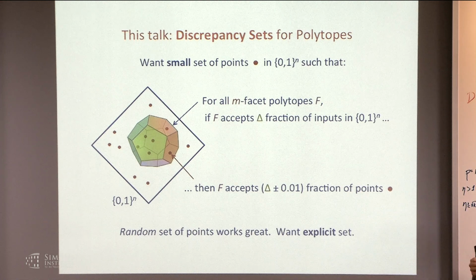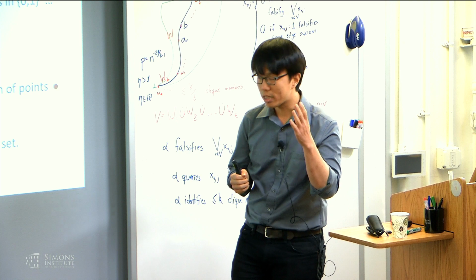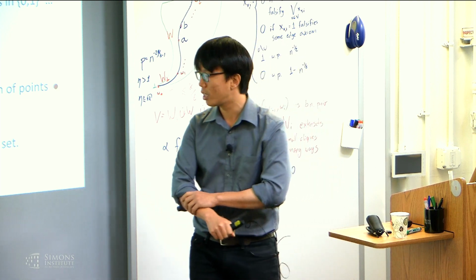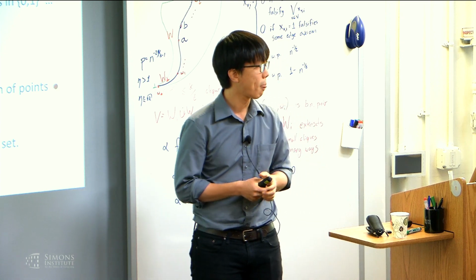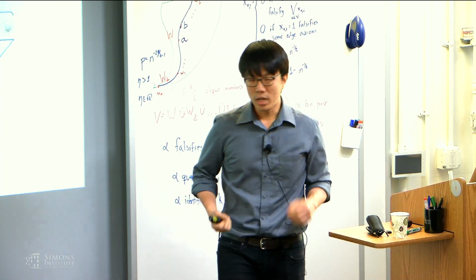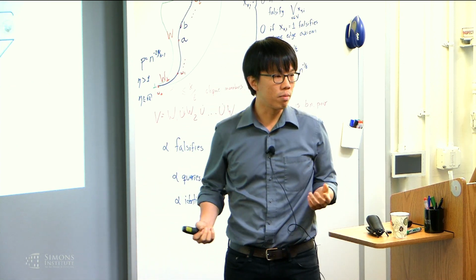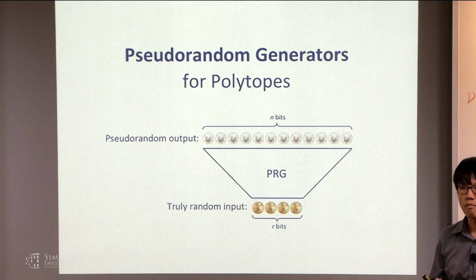A quick observation here is that the name of the game here is explicit constructions. A small random set of points works great. The name of the game here is to construct a small explicit set. Okay, as many of us have recognized, this is exactly the problem of constructing pseudorandom generators for m-facet polytopes.